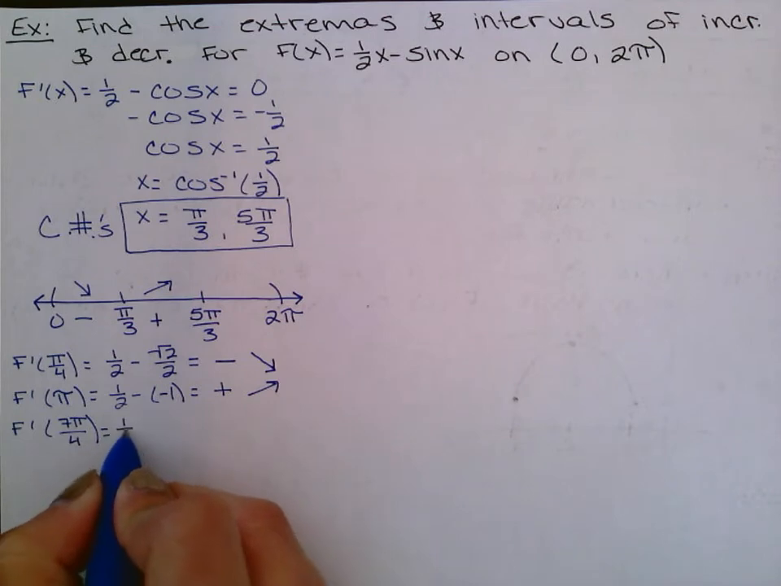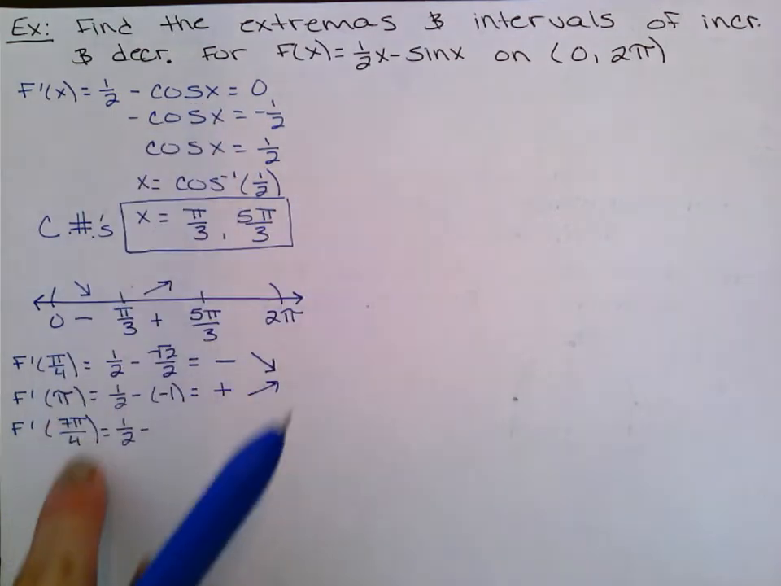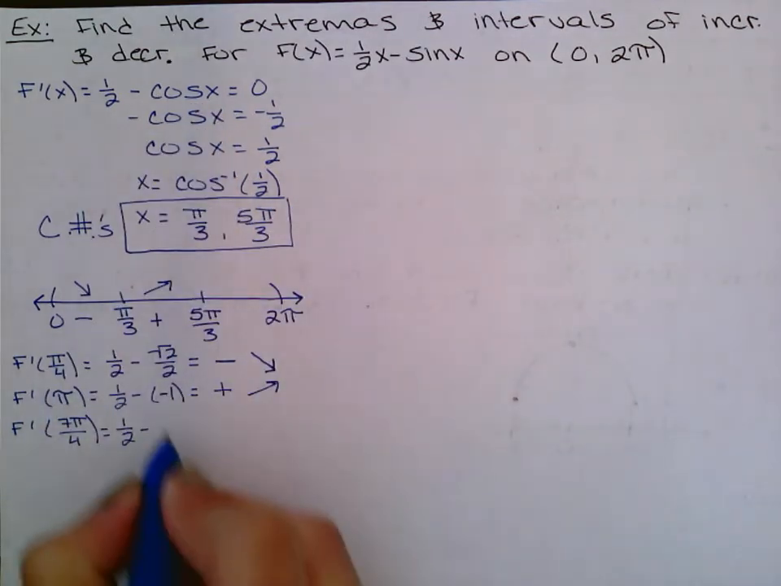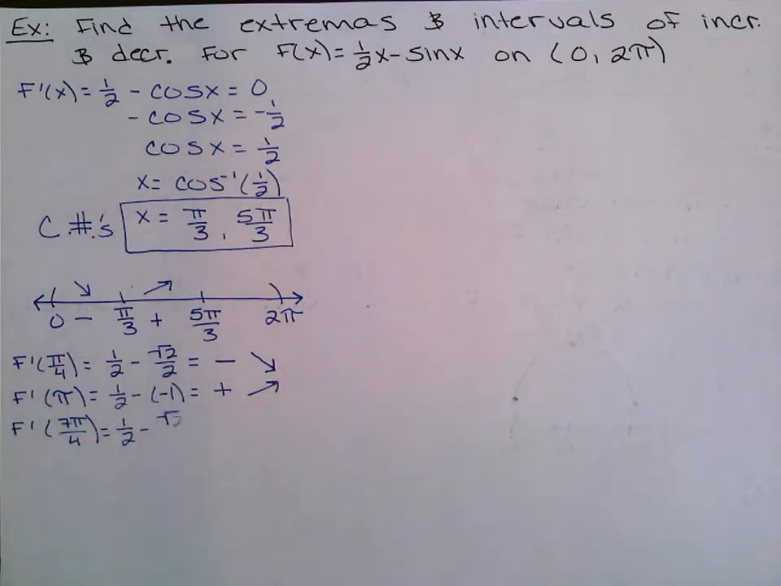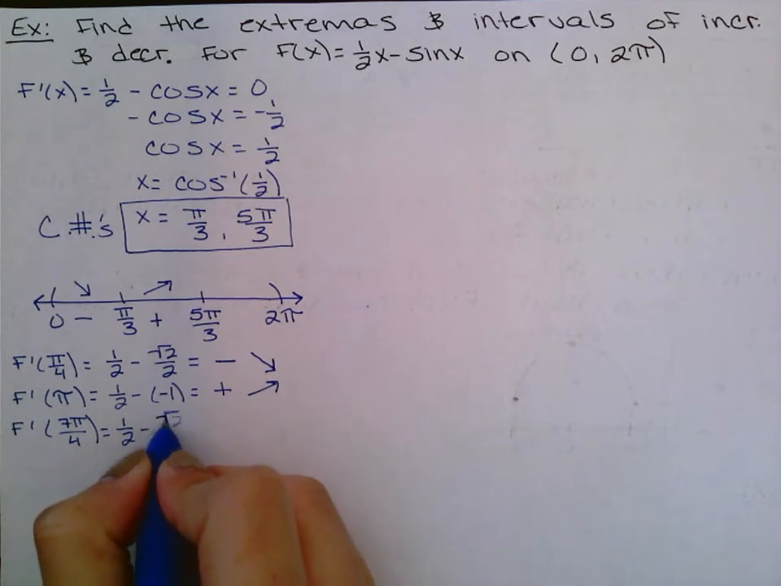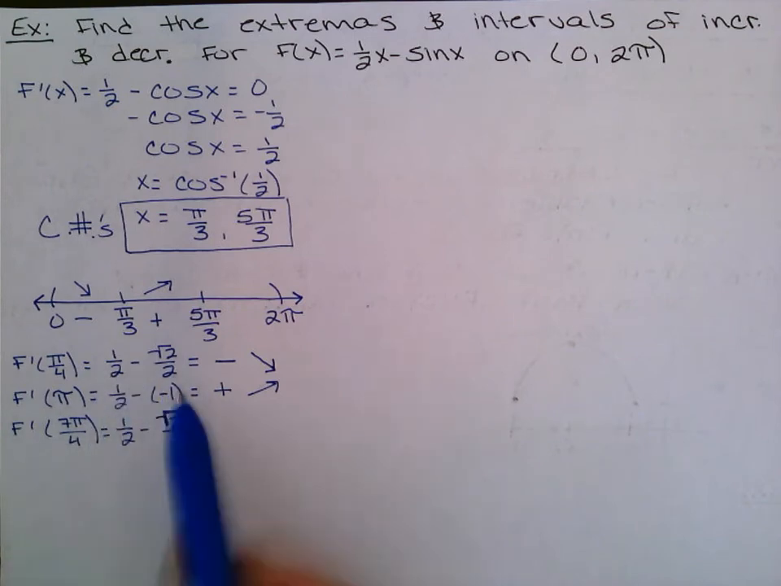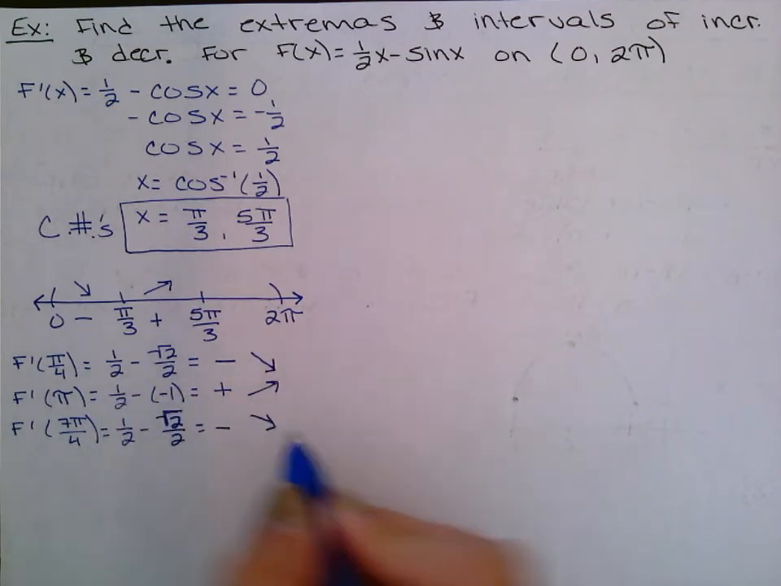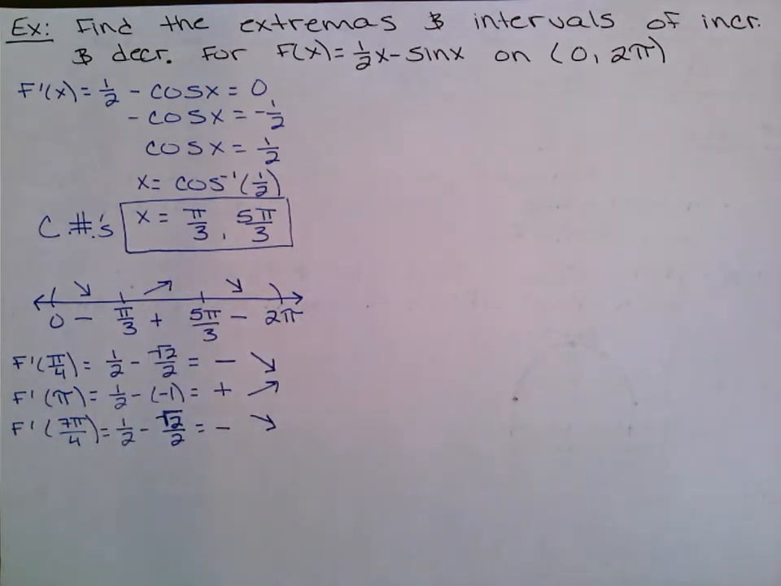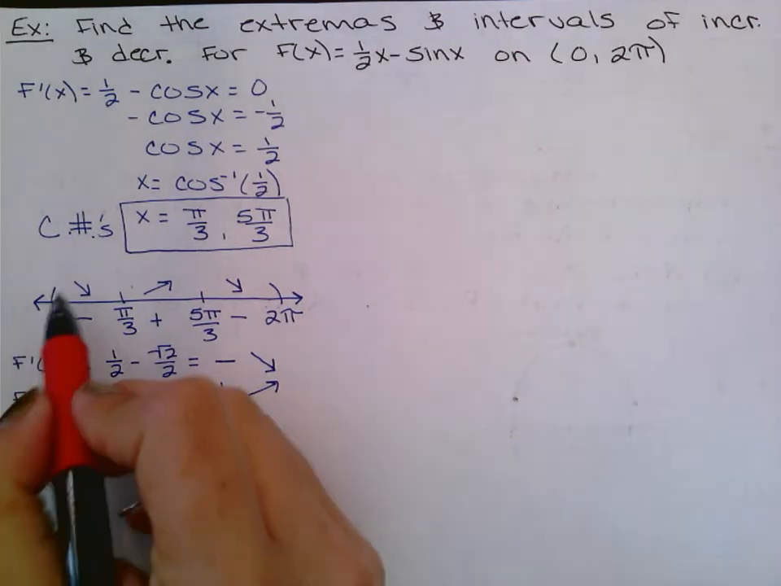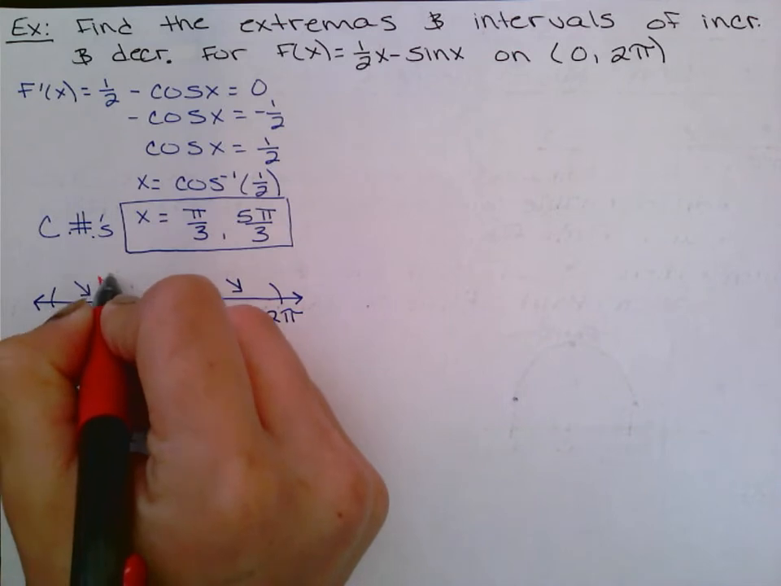And now last one, I have half minus cosine of 7 pi over 4, which is a positive radical 2 over 2. Which is the same scenario as my first portion. So I'll end up with the same answer. It comes out negative, which indicates that I am decreasing. All right, so just by that visual, I can already see that I switch here from decreasing to increasing. So I have a min.